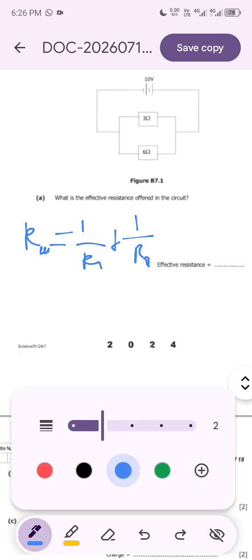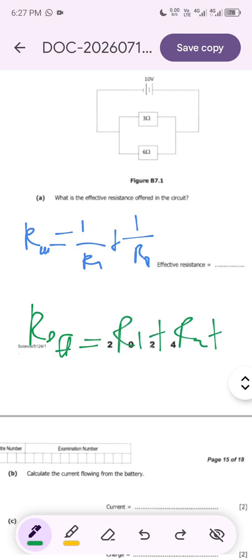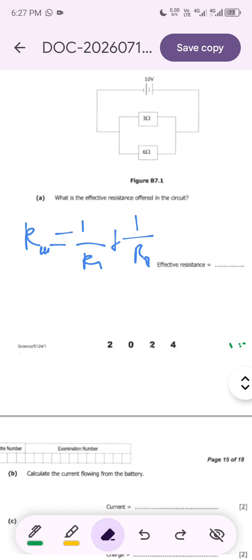connection. But in case upcoming exams require you to find the effective resistance in a series connection, we just say resistance 1 plus resistance 2 plus resistance 3 and then infinity. If you have 20 resistances in this way, you just add them up. But today our focus is basically on parallel arrangement.